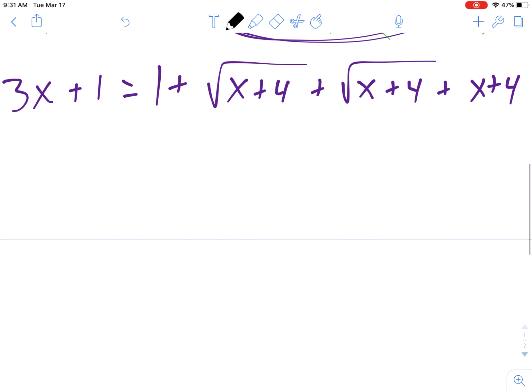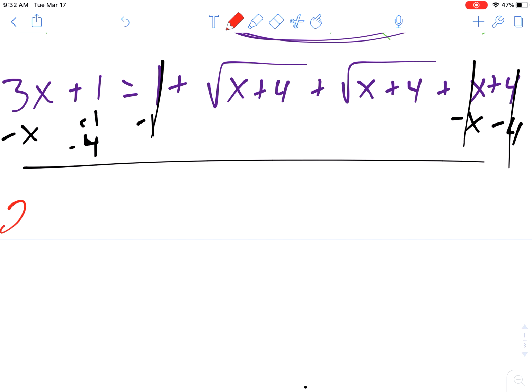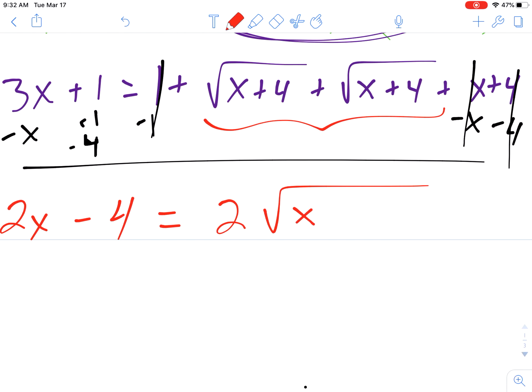Now we're less than halfway done. We'll subtract 1 from both sides, subtract 4 from both sides. These go away, these go away. Subtract x from both sides, those go away. So you end up with, on the left, 2x minus 4, it looks like. These actually are like terms. You have square root of x plus 4 plus square root of x plus 4 equals 2 square root of x plus 4. That's like having a 1 of something plus 1 of something else adds up to 2 of those.